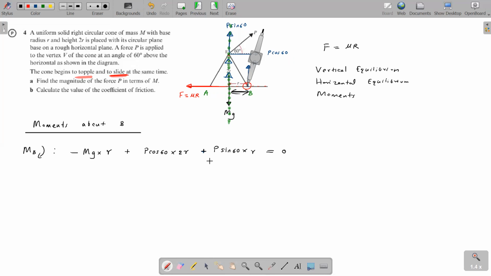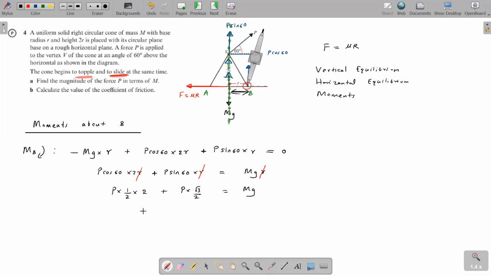All right, guys. So it's in equilibrium. So then you can now solve this particular equation and get P in terms of m. P cos 60 into 2R, mg into R cancels. P cos 60 into 2R. So cos 60 is half, right? P sine 60 is root 3 over 2.